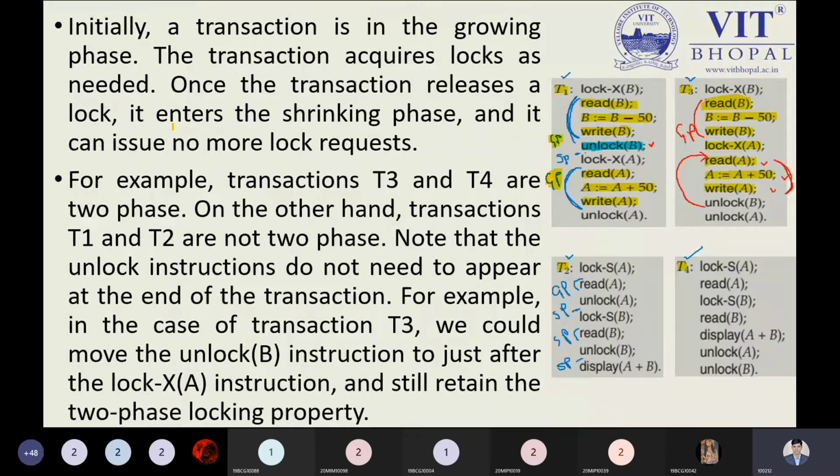Now it is clear to all right now. So this is the point from where you have to identify where the two-phase locking we have. Okay, now it is clear to all right now. Yes, any doubt or is it clear?